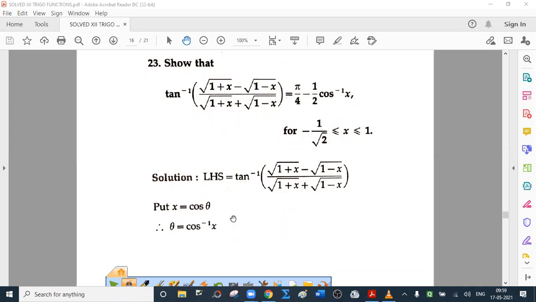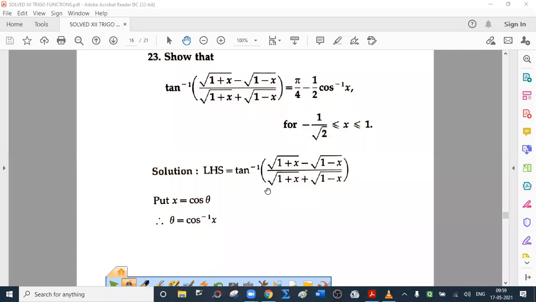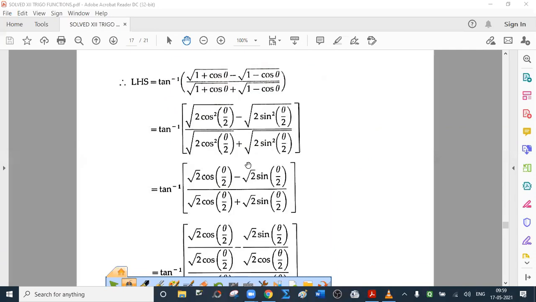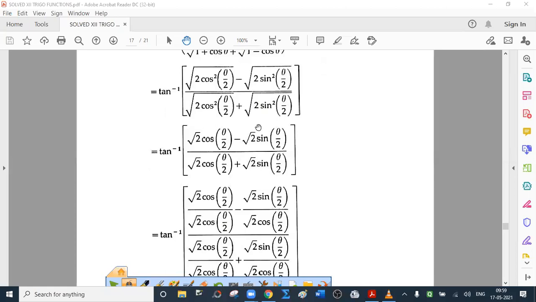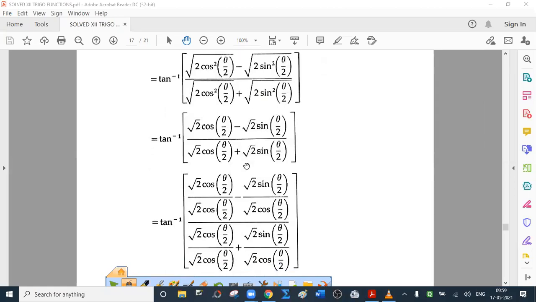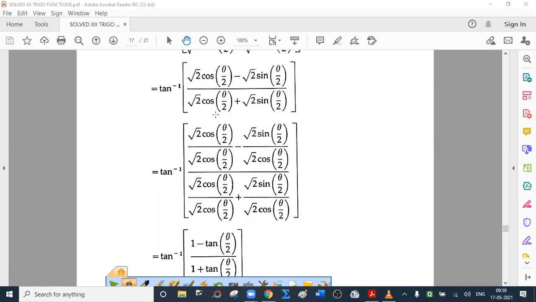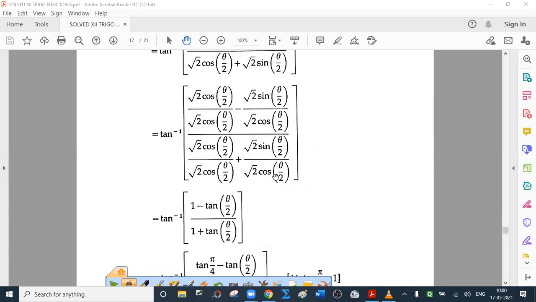Begin with LHS. We put x equal to cos theta. So what is theta? Theta is nothing but cos inverse x. Now LHS equals, 1 plus cos theta is 2 cos square theta by 2, 1 minus cos theta is 2 sin square theta by 2. Simplify. See, we have done this part at least 2 to 3 times. So what remains is this. Now divide numerator and denominator by root 2 cos theta by 2. So what we get is 1 minus tan theta by 2 upon 1 plus tan theta by 2.